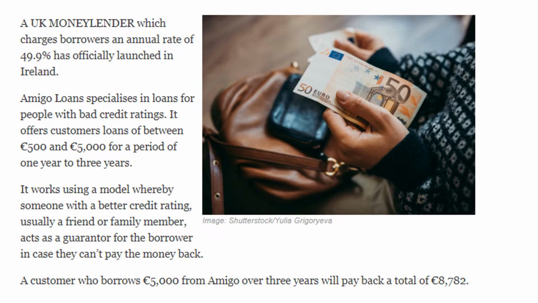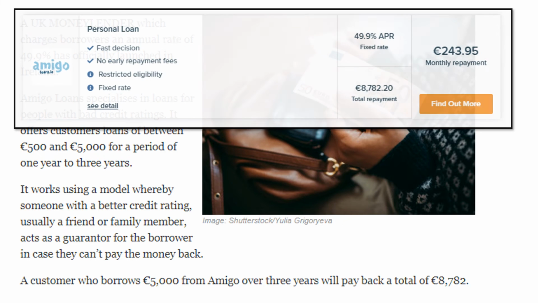Ireland didn't have many money lenders like these. There was a lot in the UK. They were charging a huge amount about 10, 15 years ago. Now they are regulated, so they cannot charge as much. So there's our Amigo loan there. The 49.9%, if you borrow 5,000 euro, you're paying back 8,782 euro and 20 cents. That is a lot to pay back.